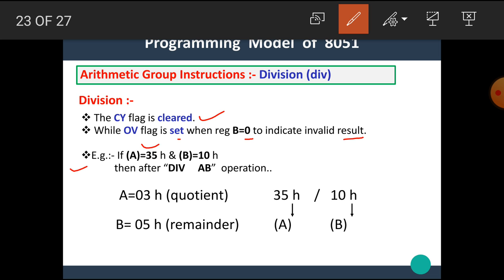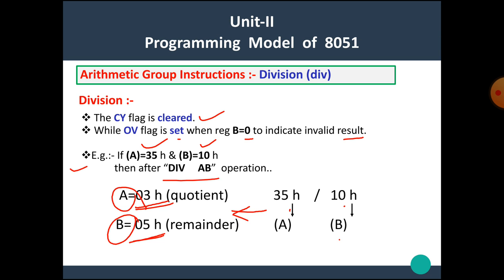For example, if A is 35H and B is equal to 10H, then after the DIV AB operation, we get, A has 35H, B is 10H. After division, we get 03H as the quotient and 05H as the remainder. 03H, that means the quotient, is stored in the accumulator, and 05H, the remainder, is stored in the register B.